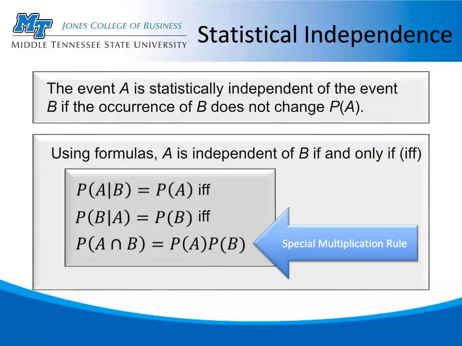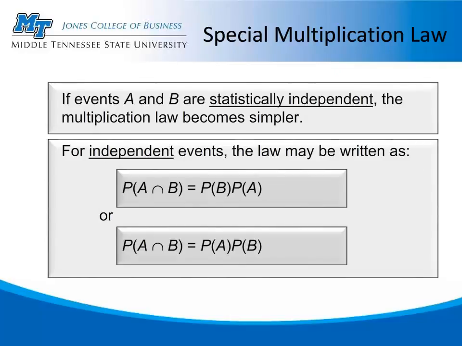But that's a special case. You don't always have statistical independence. But it sure makes life easier when you have statistically independent events. The probability of A and B is just the product of their probabilities. The probability of A intersect B is another way to say it, but it's just the product of their probabilities.